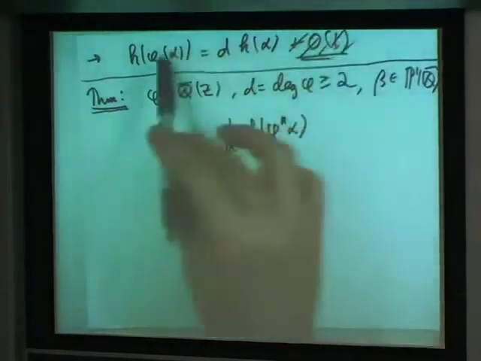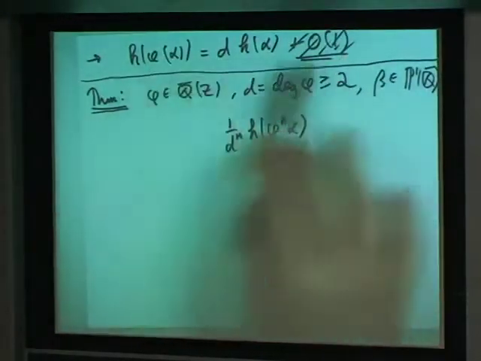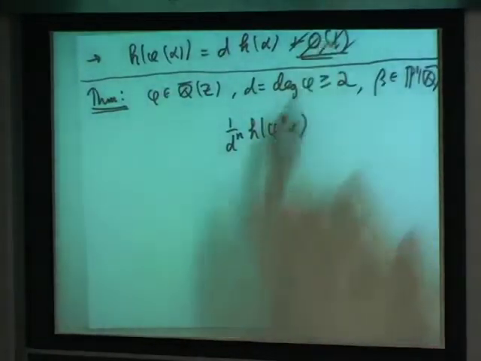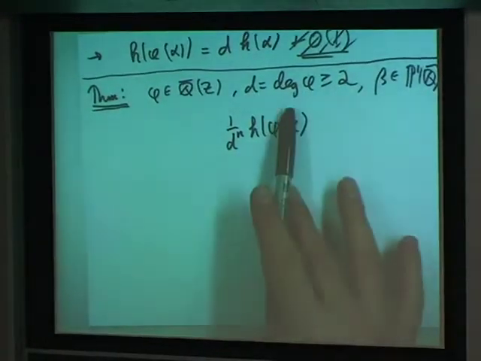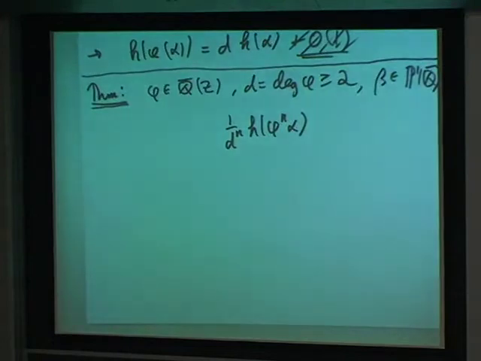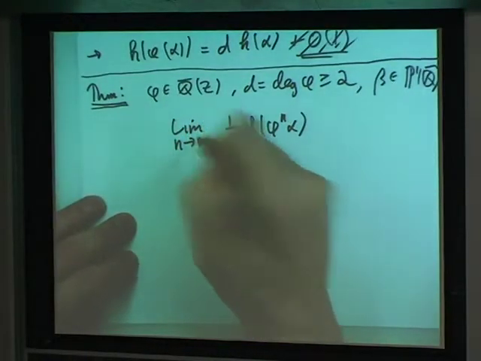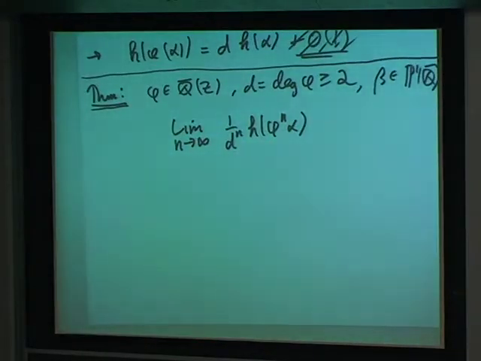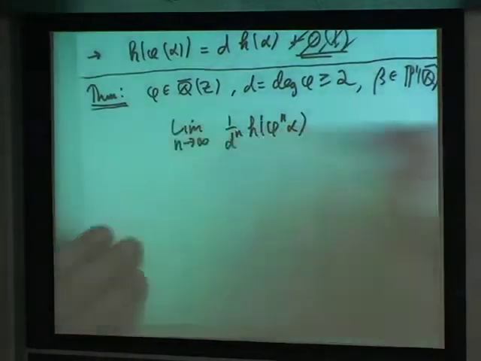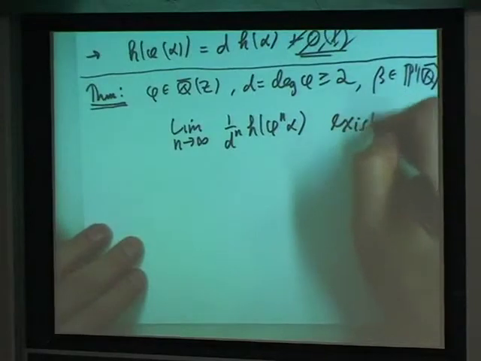So if you apply this estimate to phi to the n, the O of 1 will depend on phi to the n. So it'll depend on n, and it's not quite clear what's happening. But it's certainly natural to see what happens as n goes to infinity. And the theorem is that this limit exists.